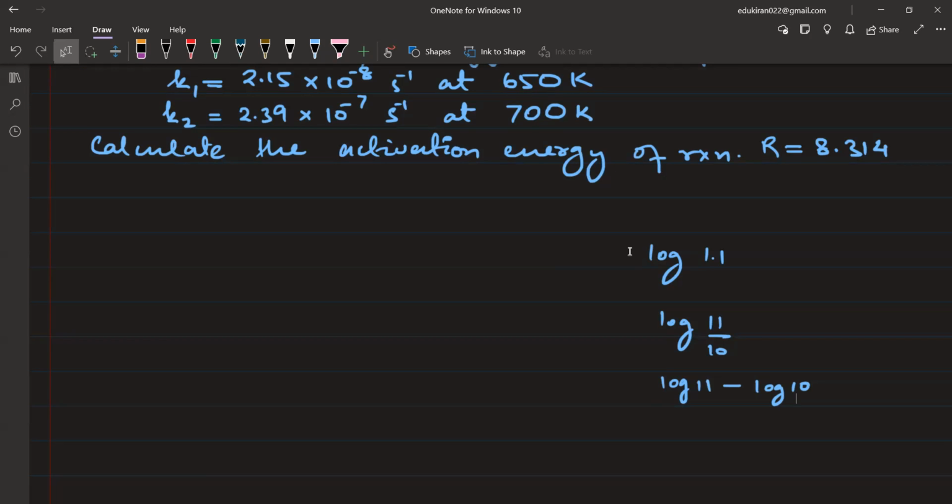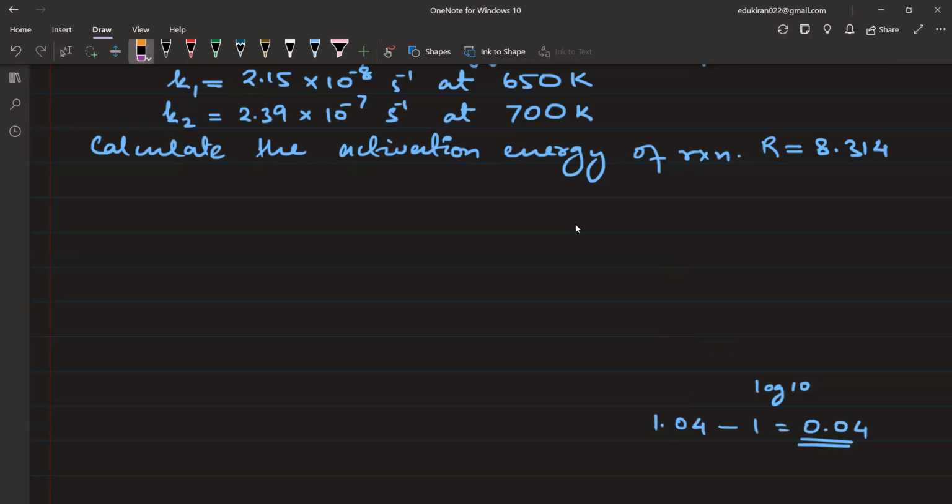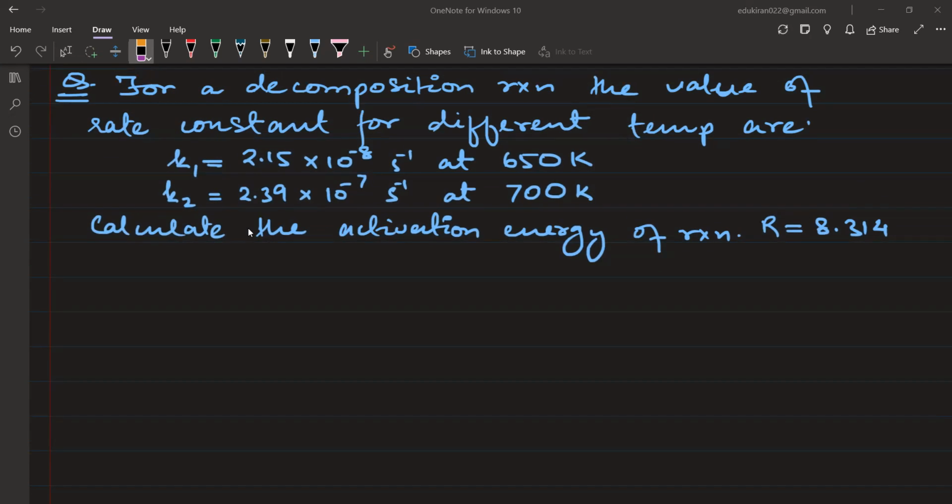Then I think you are coming closer. Log of 11 will be somewhere around 1.04 minus 1 is equal to 0.04. My bad, Sarah. But आपका log का वैल्यू इतना नहीं आना चाहिए. I don't think that should be your log value. I hope you are doing K2 upon K1. जो टेम्परेचर ज्यादा है उसी के ऊपर रखा कीजिए हमेशा. And in most of the questions you will get that temperature as K2 only. Again, if you need any help, please let me know.